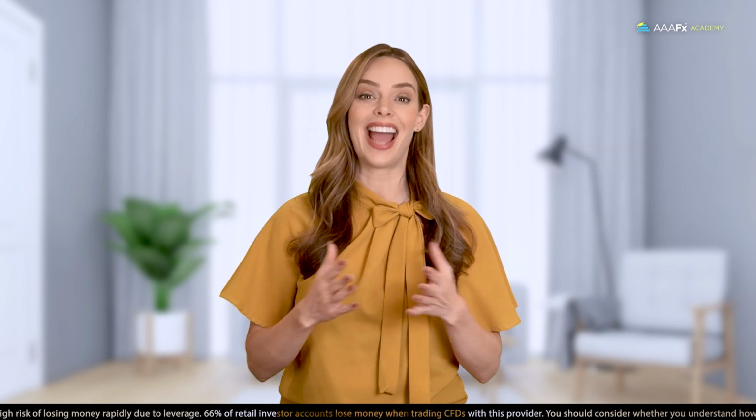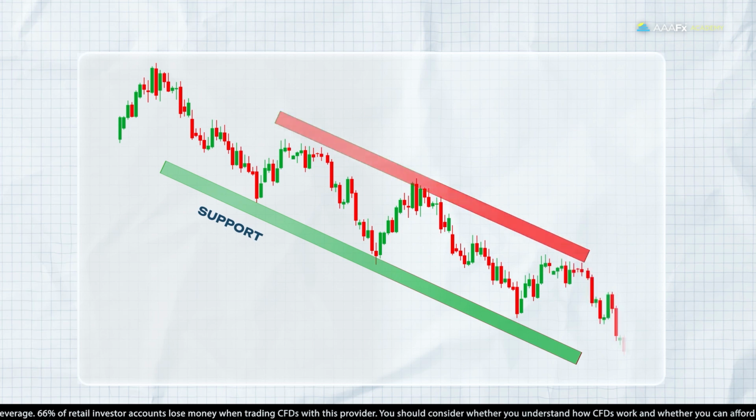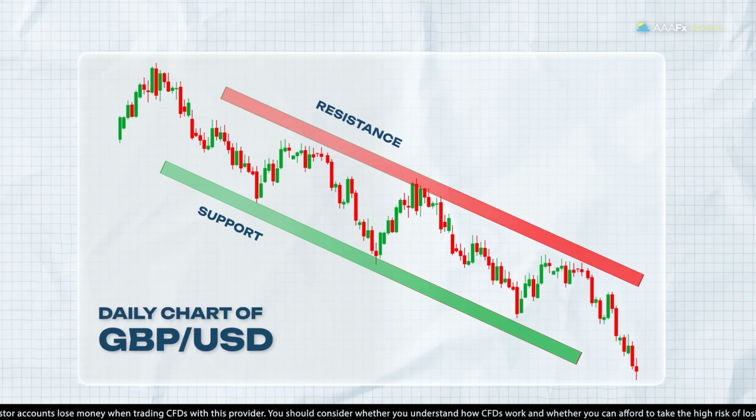Now let's talk about diagonal support and resistance, also known as trend lines. These are drawn by connecting points that show the direction and slope of a trend. Check out this daily chart of GBP USD. Those diagonal lines, they represent dynamic support and resistance.